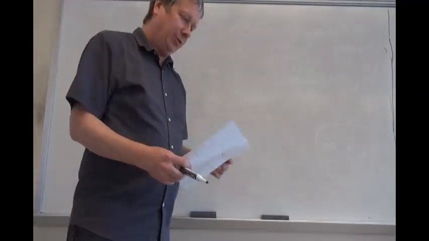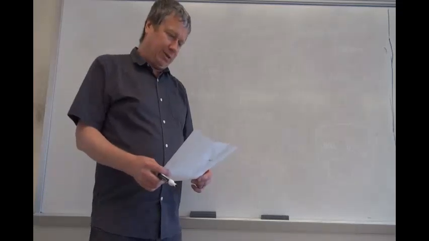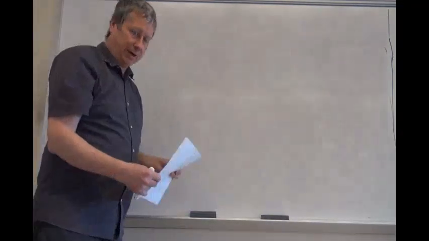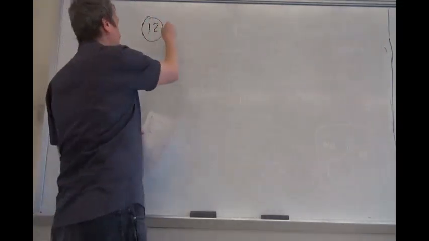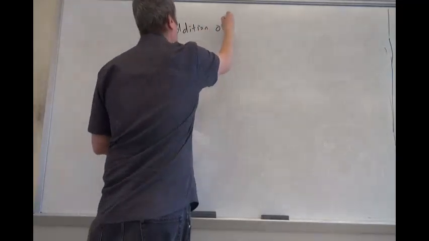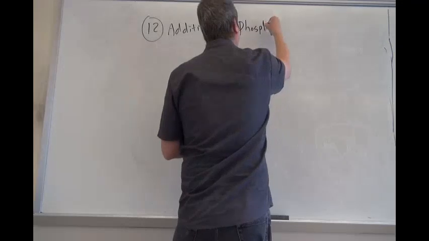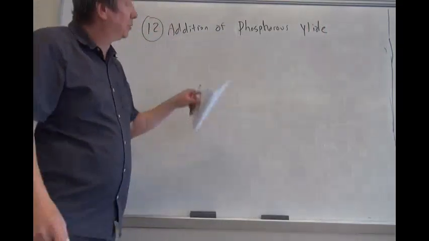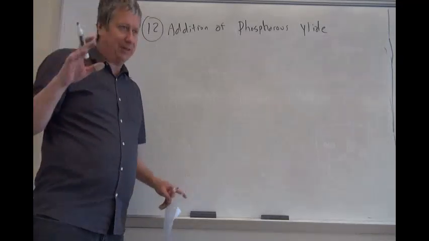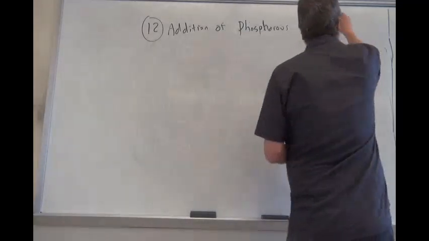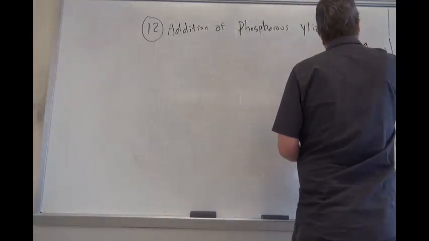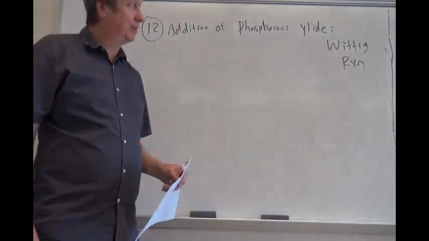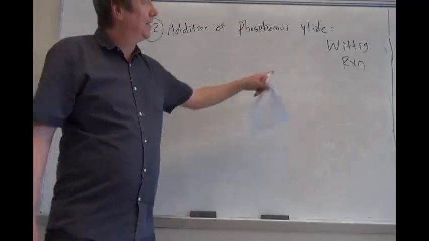Okay, so we did the Wolff-Kishner, which is kind of a deoxygenation thing. We did the cyanohydrin formation, which is sort of like a weird Grignard to make a nitrile cyanohydrin. Let's do number 12 now, which is addition of a phosphorus ylide, which we'll explain in a second. This is a unique reaction. This is very different than everything else you've seen. This is called the Wittig reaction, W-I-T-T-I-G. It's pronounced with a V, like Vittig.